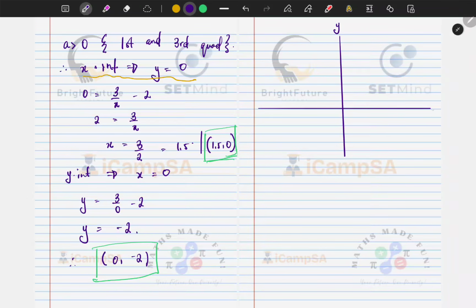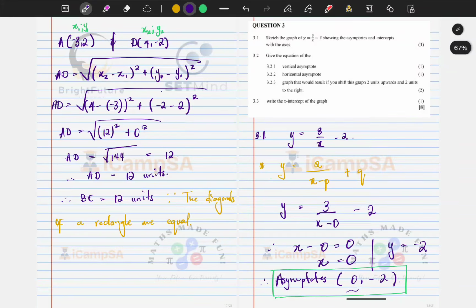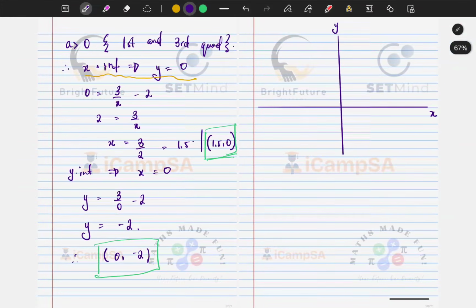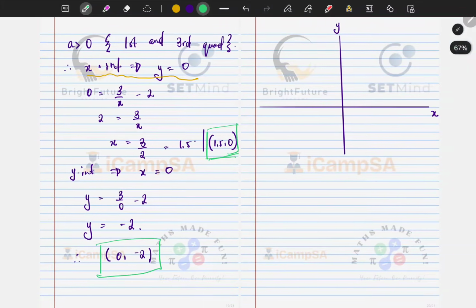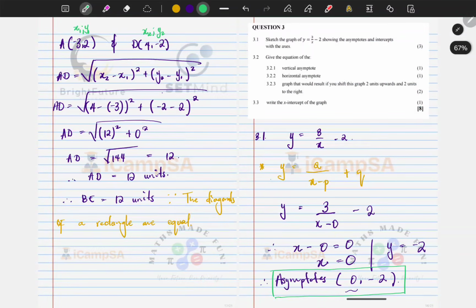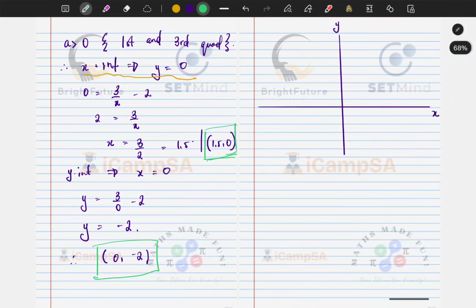So this will be your y, and then this will be your x. So we are going to start with our asymptotes. The first asymptote is x equals 0. So this is going to be it, right? So x is 0. And then now, where does the other asymptote cut? It cuts at negative 2, right? So you can just have your minus 1 and minus 2, right?